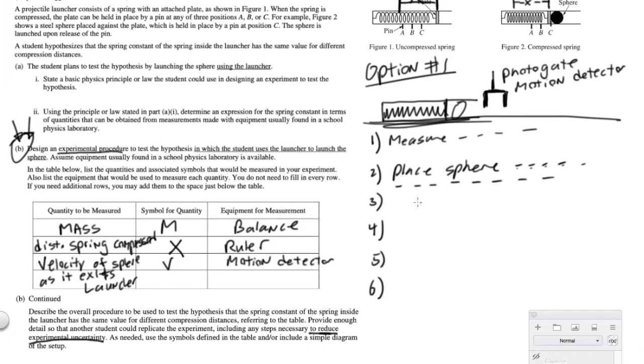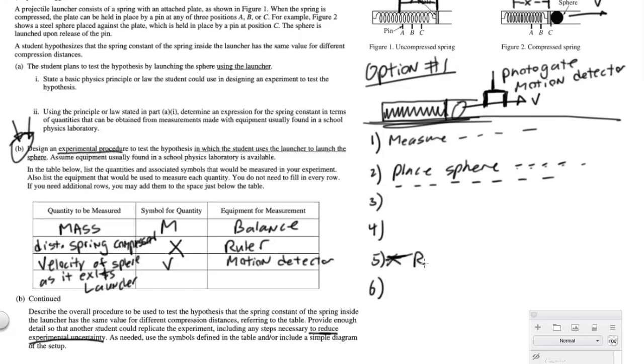Record that value X. Step 4, launch the sphere and record the velocity of the sphere as it leaves the launcher. So the sphere is going to get launched. It's going to come shooting out with a velocity V, like right here. It goes through that motion detector. The motion detector is going to give you the velocity of the sphere as it leaves the launcher. And then you could specify use a motion detector placed at the end of the launcher.